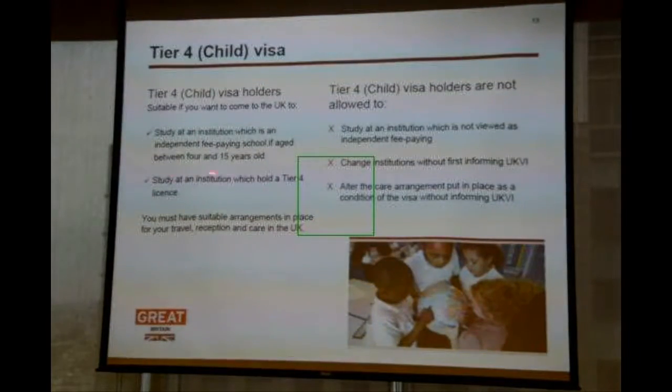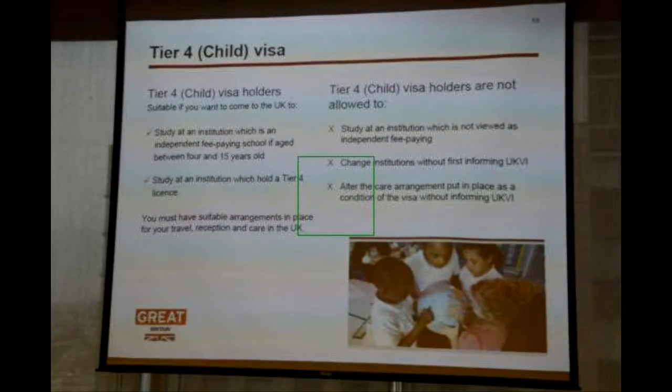Again, the institution must be a registered Tier 4 licensed school, okay, so they will be listed on the gov.uk website if they're registered. You must also make sure that as part of this process suitable care arrangements have been made for the child. Now we take child welfare in the UK very seriously. Okay, so if they're at a boarding school, that's perfectly fine. Okay, it's relatively easy.